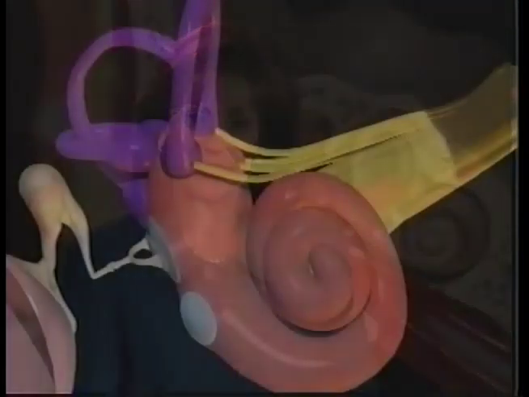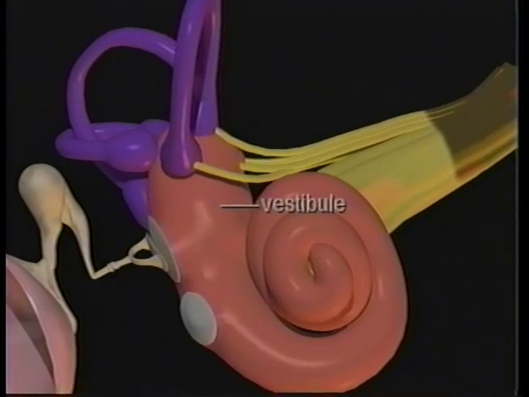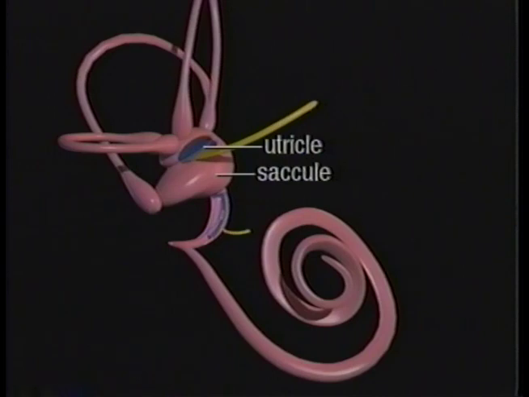Welcome back. Let's move on to take a look at the other sensory organs in the inner ear. In addition to the cochlea, the inner ear houses 2 other organs that help us detect and maintain our position in space. We'll now look at these. The central egg-shaped cavity is the vestibule, which contains a pair of membranous sacs, the saccule and the utricle.